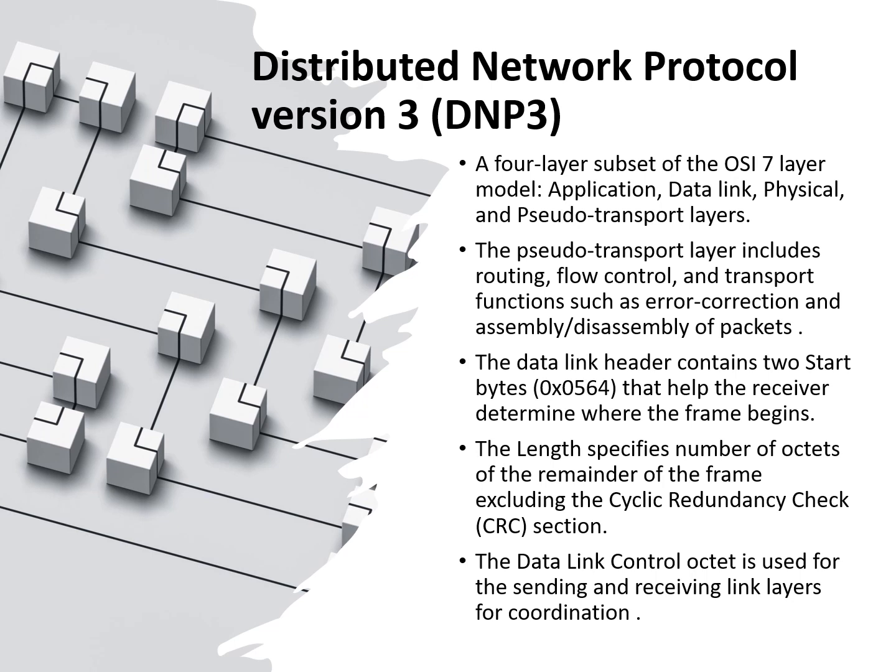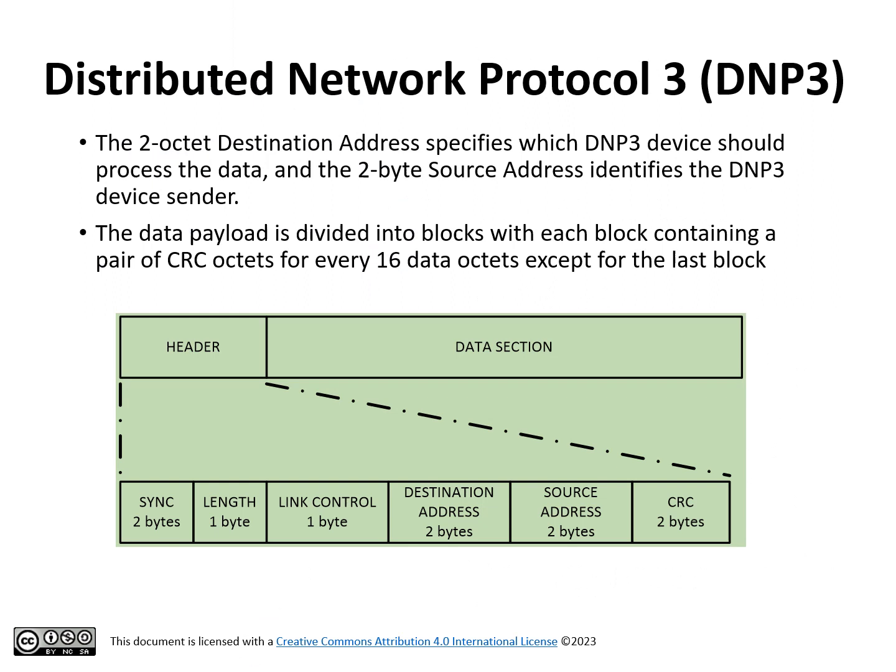The data link header contains 2 start bytes, 0x0564, that help the receiver determine where the frame begins. The length specifies the number of octets of the remainder of the frame, excluding the cyclical redundancy check, CRC section. The data link control octet is used for the sending and receiving link layers for coordination. The data link frame of DNP3 is shown below.